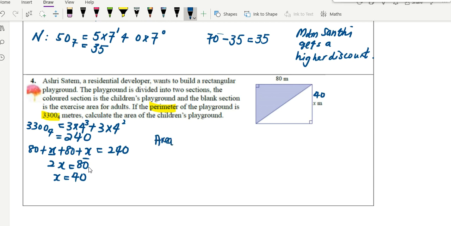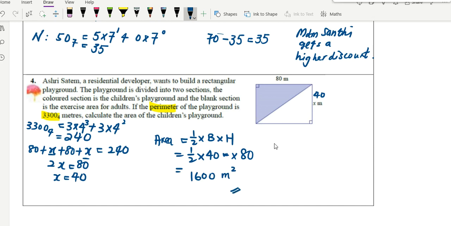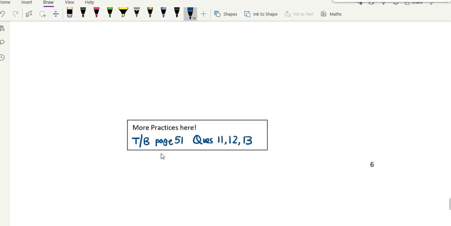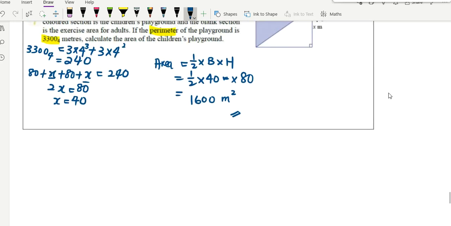Then they want the area of the children's playground, which is the shaded part. Area of a triangle is 1 over 2 times base times height. So 1 over 2 times the base, I assume this is the base, 40, and the height, 80. Finally, you get 1,600 meters squared. Okay, these are problem solving questions. So what you need to do is, in this textbook, turn to page 51, you've finished questions 11, 12, and 13, right? Thank you, class.